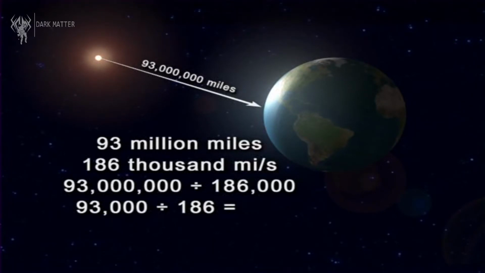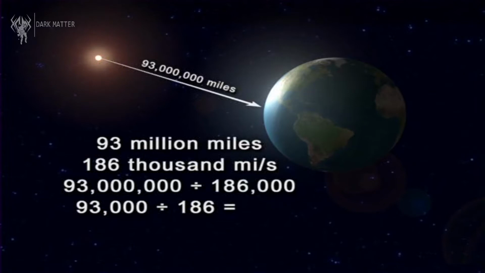Now the answer is going to have how many digits? I've got a 5-digit number divided by a 3-digit number, which means my answer will have either 2 digits or 3 digits. And since 9 is bigger than 1, it's going to be a 3-digit number.